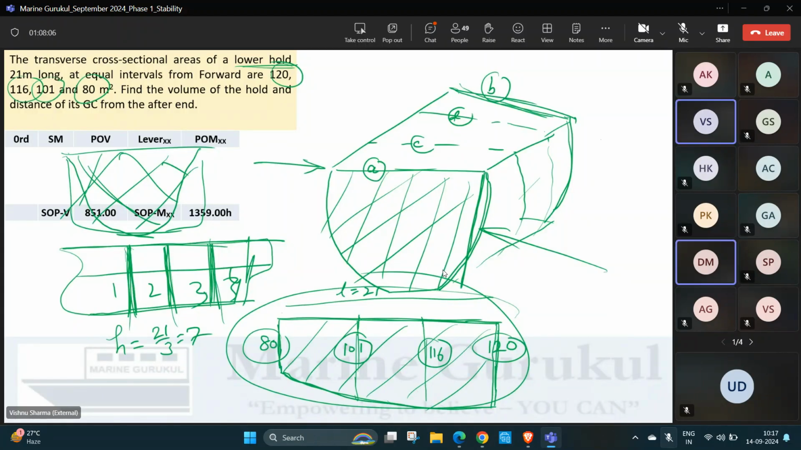Imagine yourself in the cargo tank, okay? Then face the forward bulkhead. Whatever is the area of the forward bulkhead is the cross-sectional area at that particular point, right? And whatever is the shape of the forward bulkhead, that is the shape of the cross-sectional area there, right?